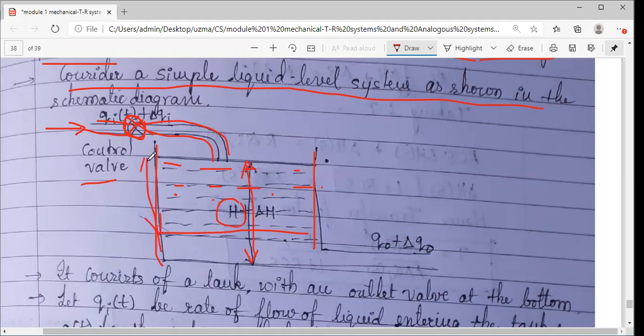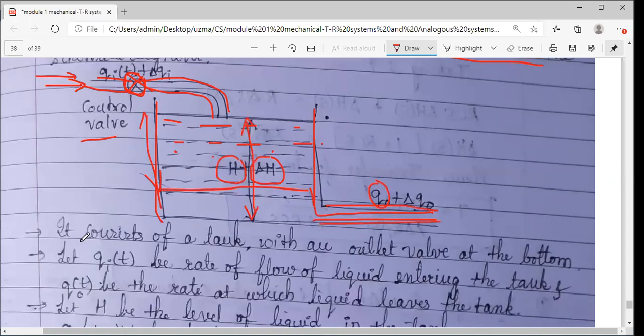and H indicates the height of this liquid. And this is not constant. It will increase or decrease depending upon kitna pani andar aayega. So that's why this delta H is added, this increase and decrease. And जैसे ही water level increase होगा, जिस rate से ये अंदर आएगा, you have a outlet also here. So Q naught indicates the flow of the water out of the tank. ये जो है, this indicates outlet. So this is the liquid level system schematic.